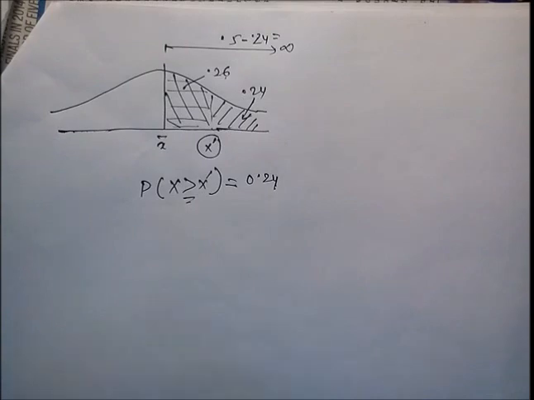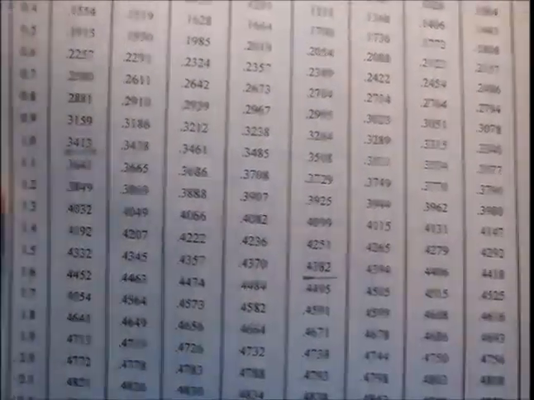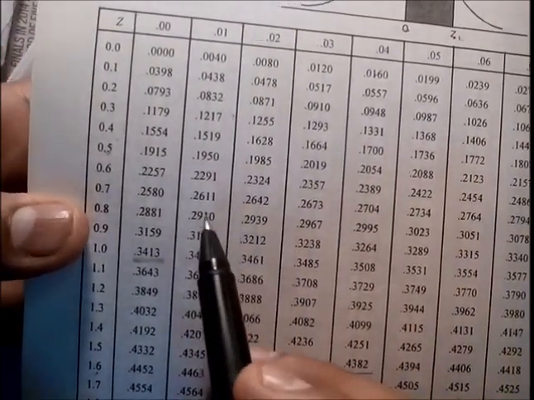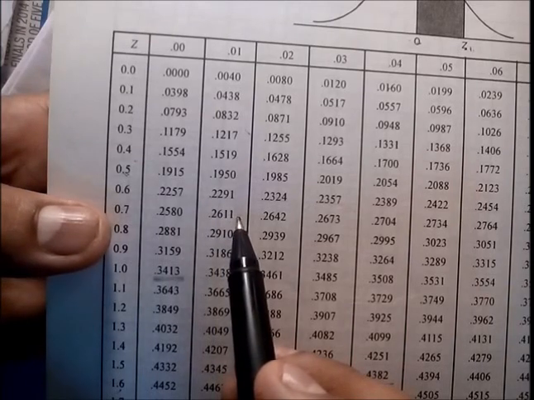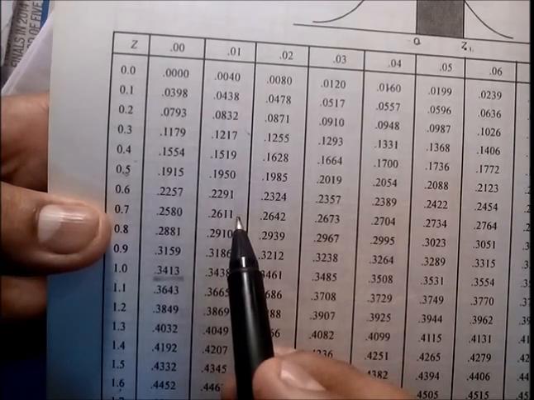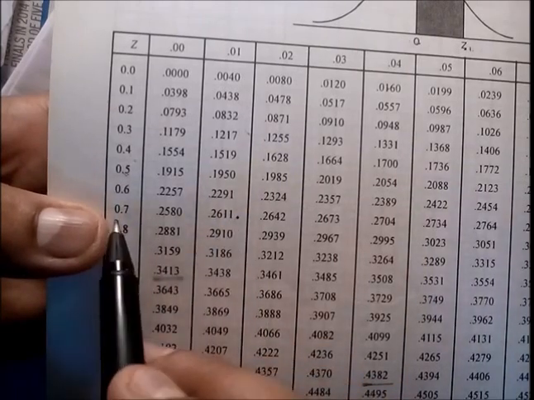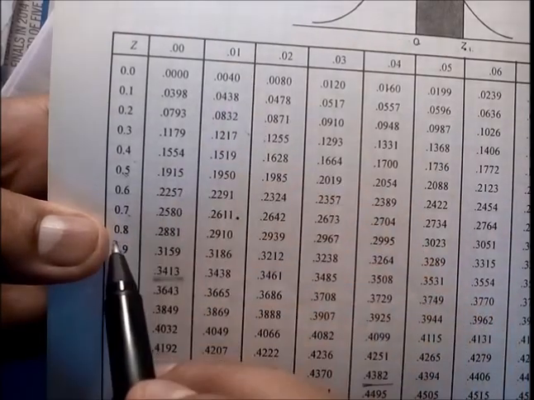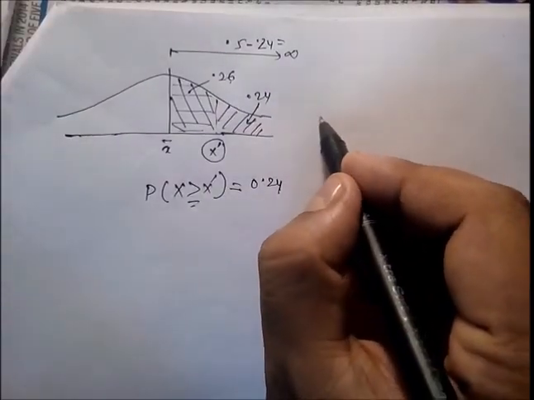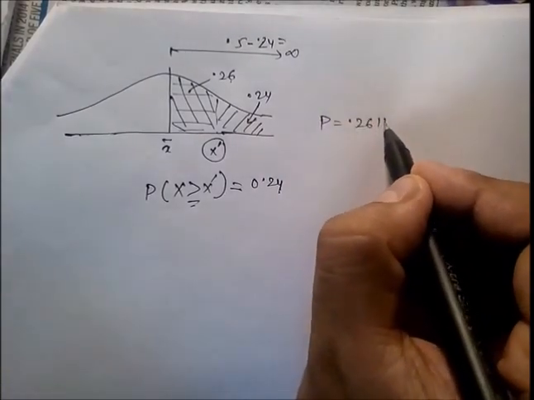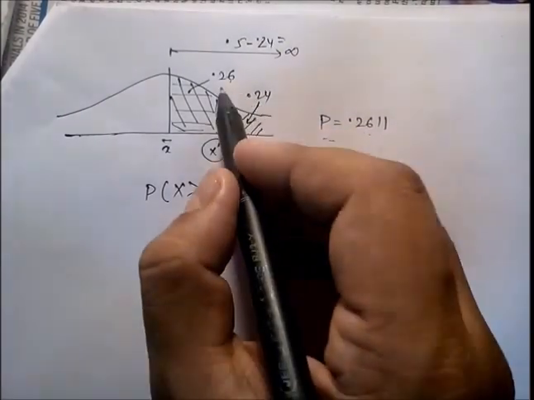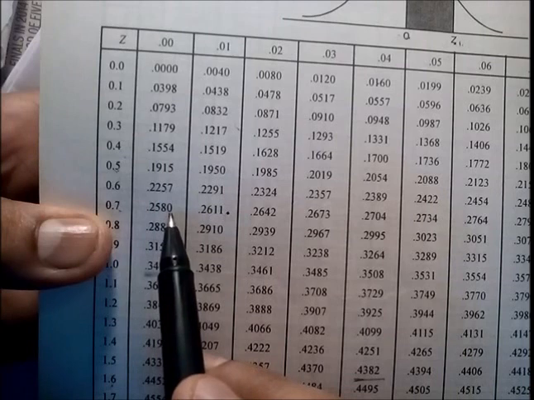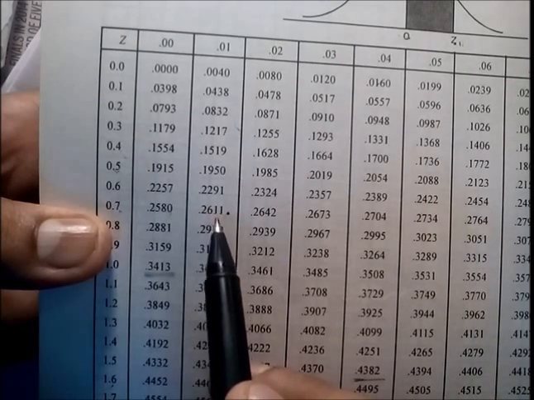We have to identify the table entry which is very near to 0.26. So you can see here 0.2611. Okay, 0.2611 is very near to 0.26. The z value for 0.2611 is 0.7 and here it is 1. Why is 0.2611 near to 0.26? You can see the other value, 0.2580: the difference is 20. Here the difference is 11.